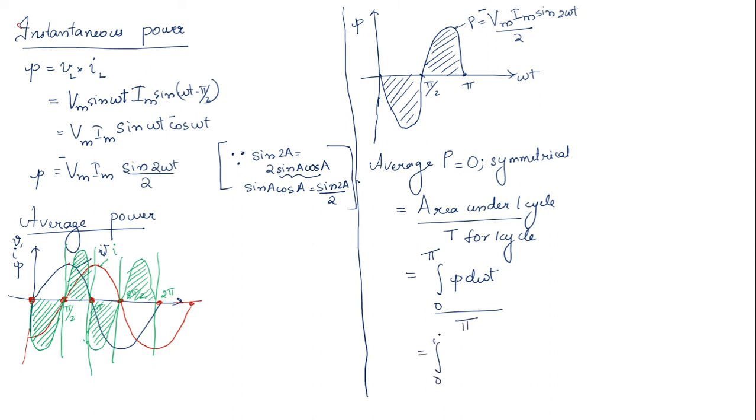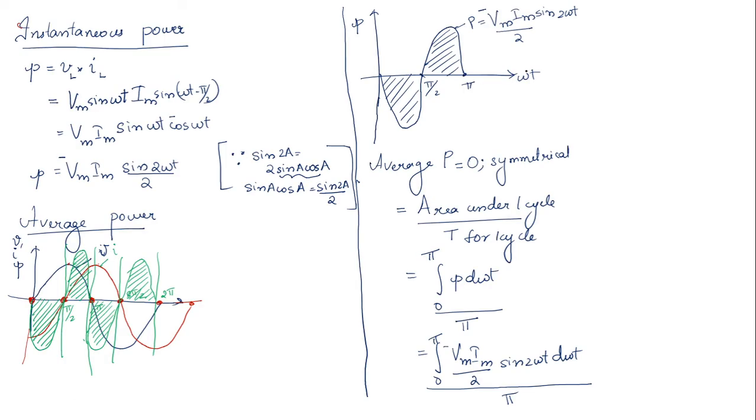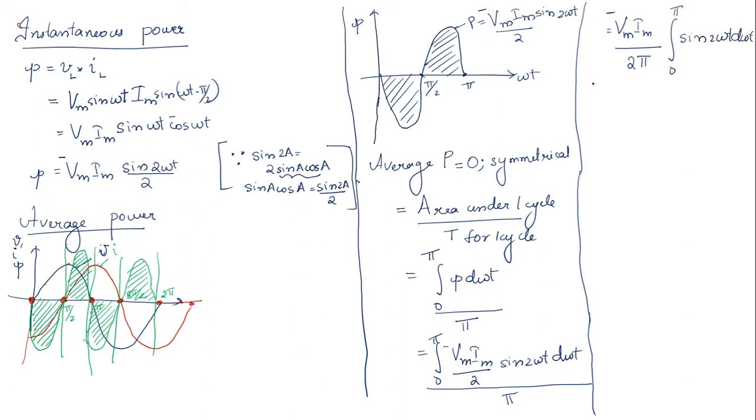Now we are going to substitute the equation here. Now only substitution is there. Minus Vm Im by 2 sine 2 omega t is the equation for P, and d omega t here whole divided by pi. You can take the constants outside. So you will be getting the expression as Vm Im by 2 pi minus is here integral 0 to pi sine 2 omega t d omega t. Okay, so 2 only is the constant there.